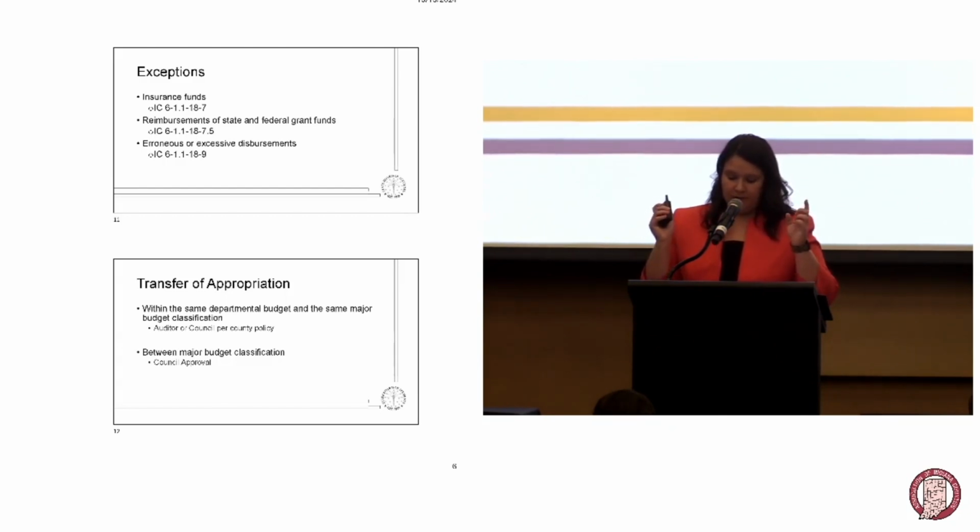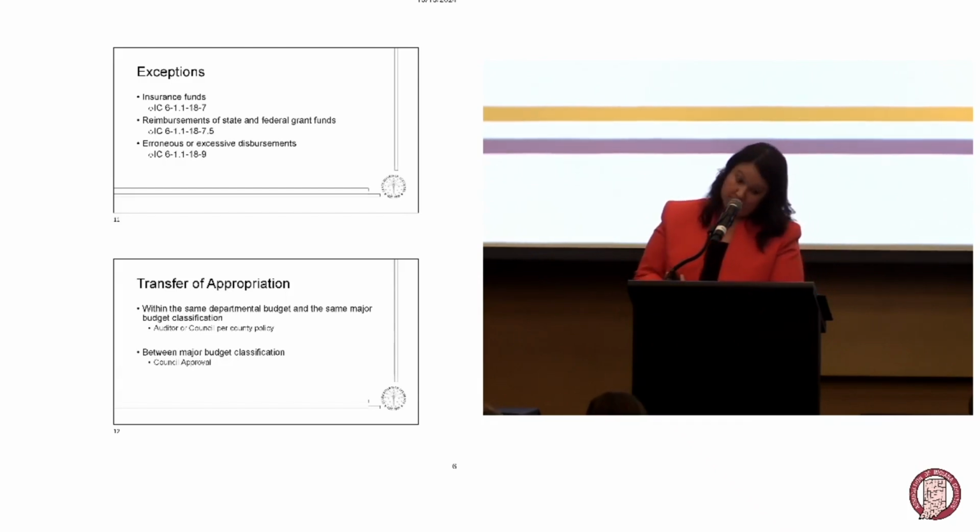So if it's within the same departmental budget and same major budget classification, auditor or council per policy, this can be done. Between major budget classifications, this would require council approval. Sorry, I was reading my notes and not the slide. That would have made it much easier to understand.